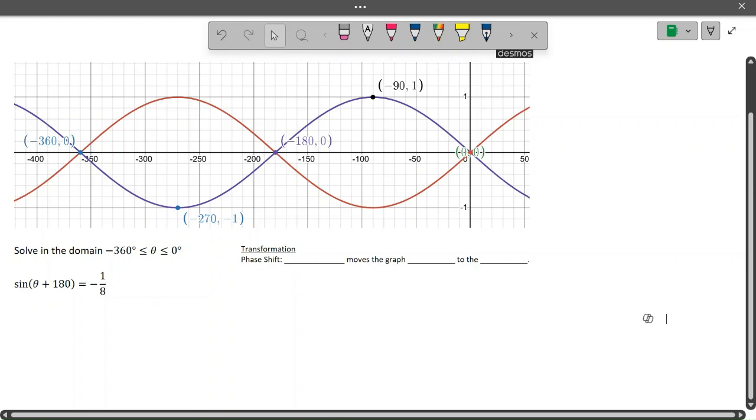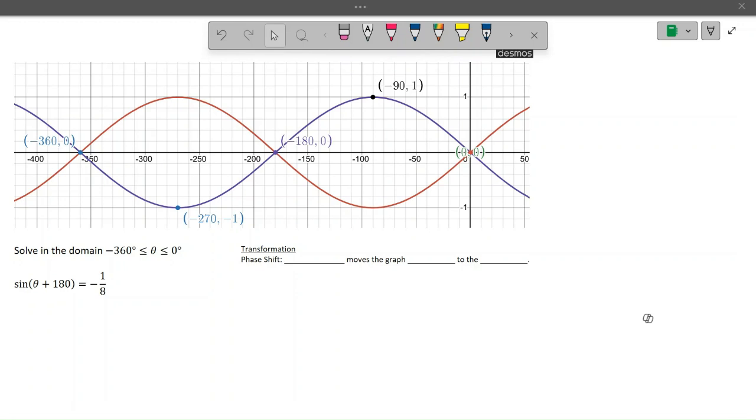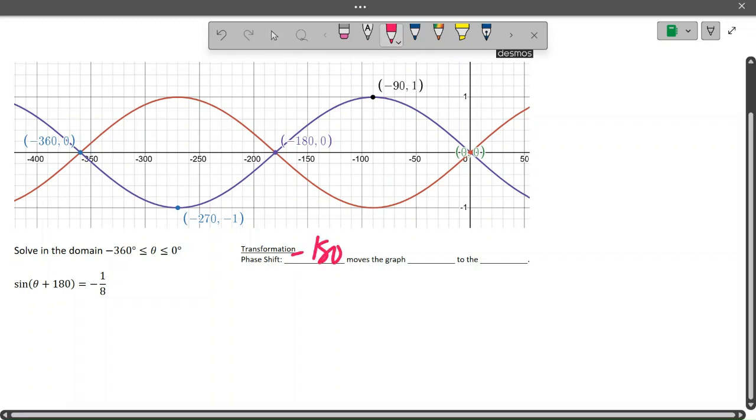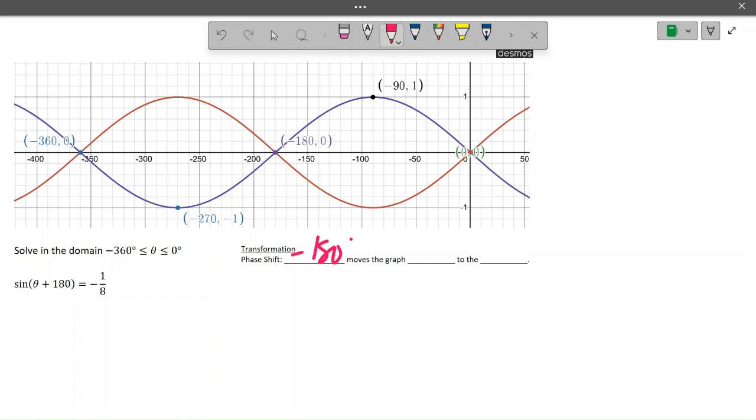One more problem coming up next. All right, we are to our final problem, and we are going to start the way that we always start, by identifying our transformation. In this case, phase shift once again. Theta has to take on the value of negative 180 degrees to make what's inside the parentheses 0. Negative numbers move our graph left 180 degrees, and this looks like a pretty perfect double helix. So our domain is different. Again, we are only looking for solutions from negative 360 degrees to positive 360 degrees.